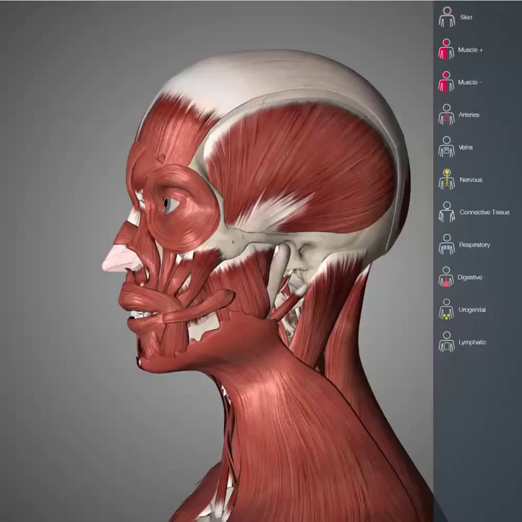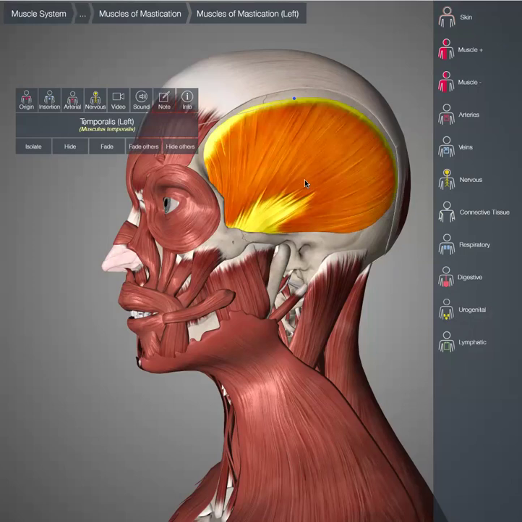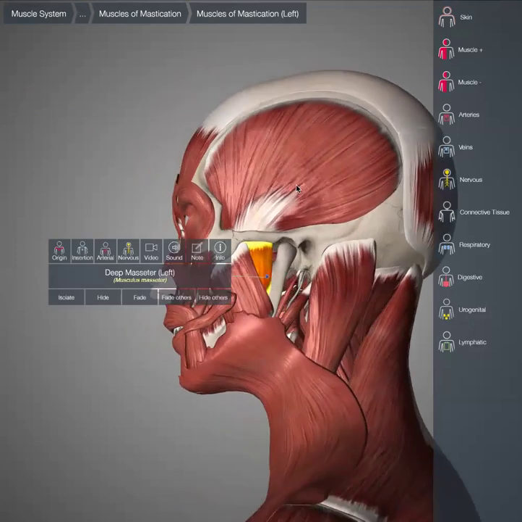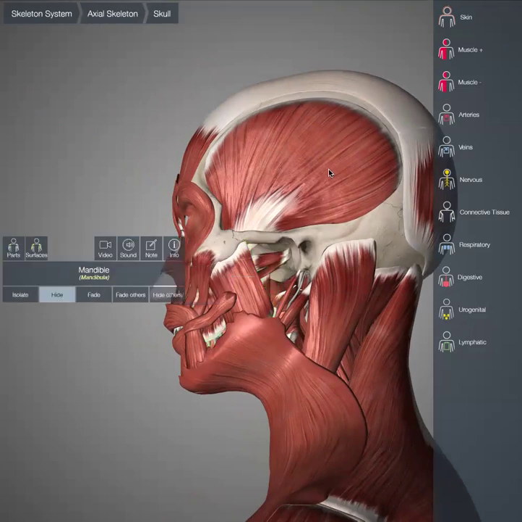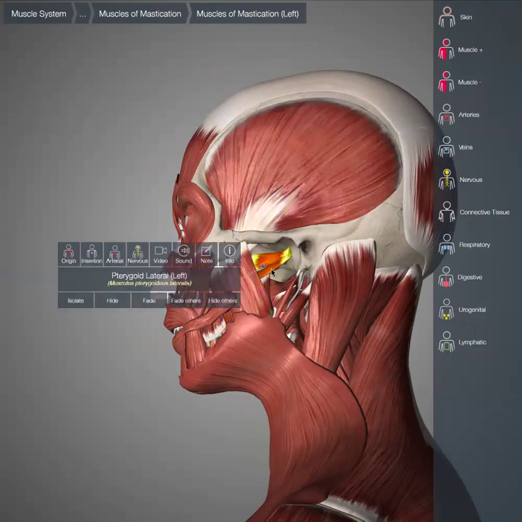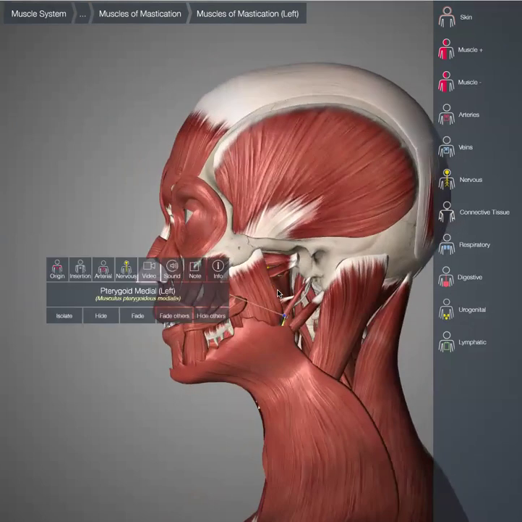Okay, the muscles of mastication. First, you have the temporalis muscle. Then you have the masseter, number 3 medial pterygoid, number 4 lateral pterygoid. So first the temporalis, the masseter, the lateral pterygoid, and the medial pterygoid. These are the four names.